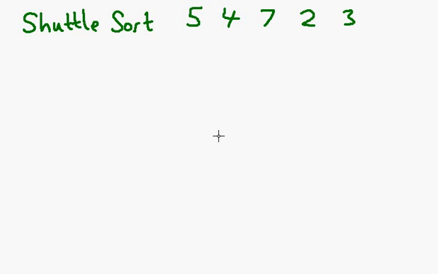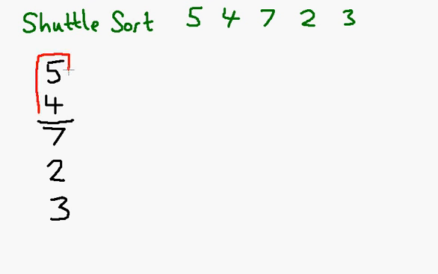Okay, we're now going to look at the second type of sorting algorithm, and that is shuttle sort. Like I did with the bubble sort, I'm going to write the numbers in vertically in a column. Once again we are going to put these numbers 5, 4, 7, 2, 3 into ascending order. How shuttle sort works is that it first looks at the first two numbers in the list. So we box them off, and that's going to be my first comparison.